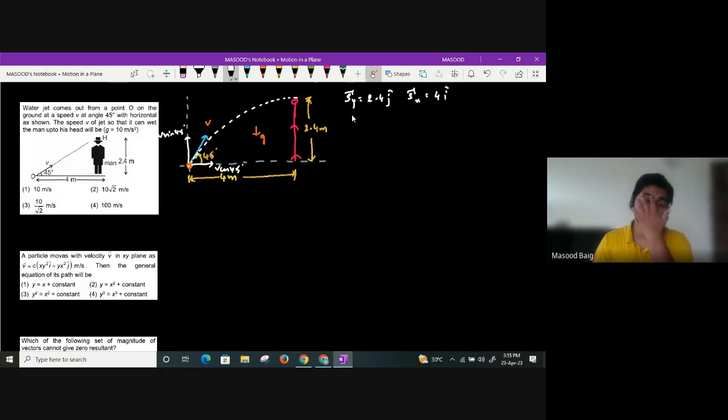So displacement in y direction is given as uy bar into t plus half ay bar into t square, which should be equal to 2.4. So we have to find out what?